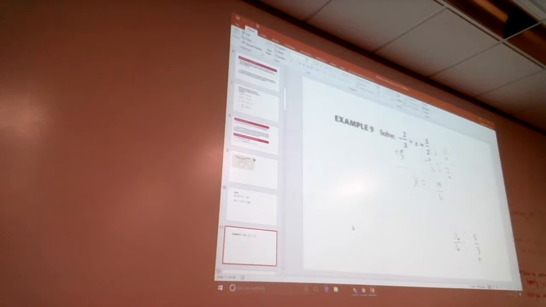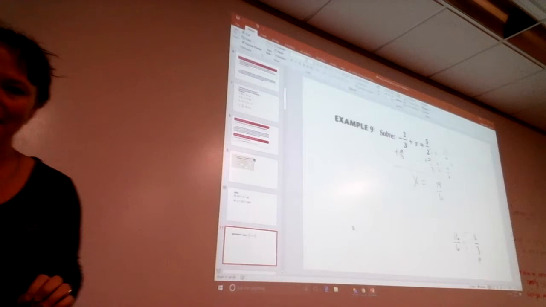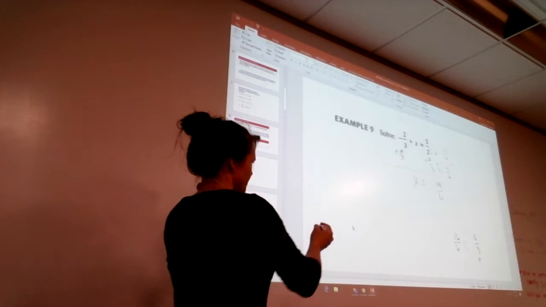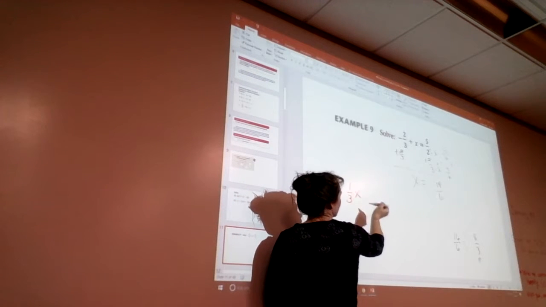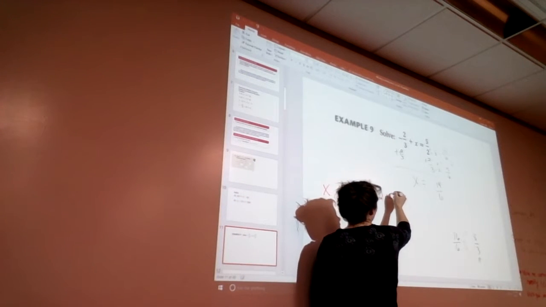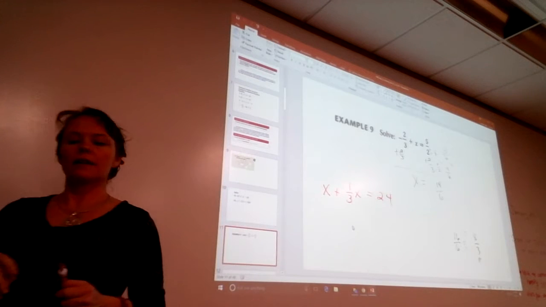Could you do this one that I'm stuck on as an example? Oh, I would love to, and everybody would probably love to see it. It's x plus 1/3 x equals 24. Oh, that's a good one. Yeah, that's worth it.